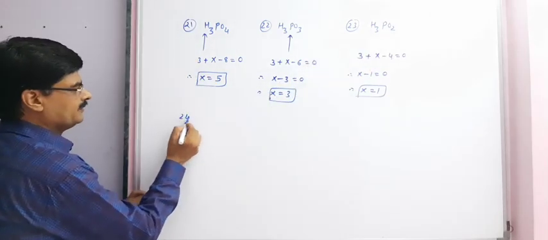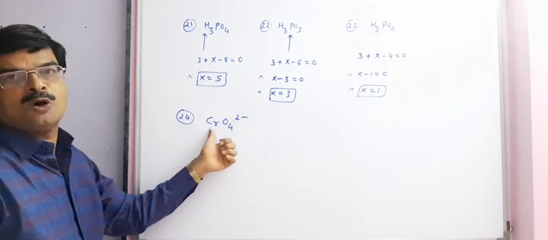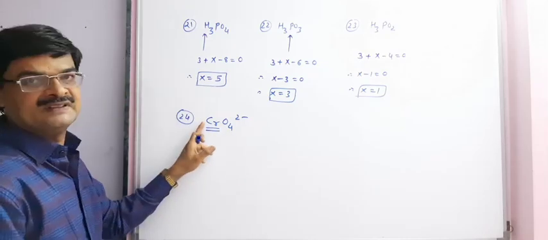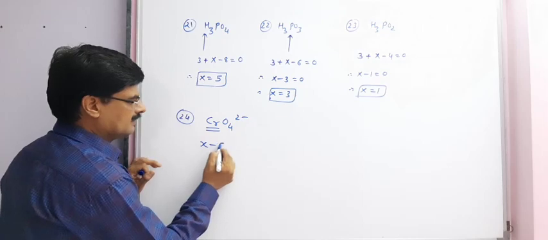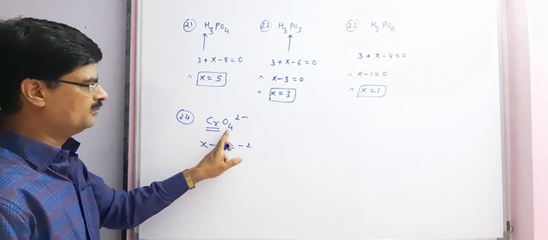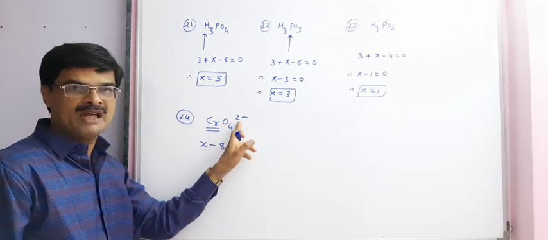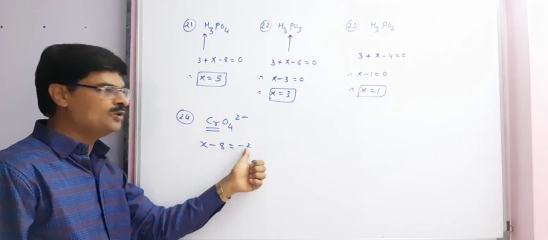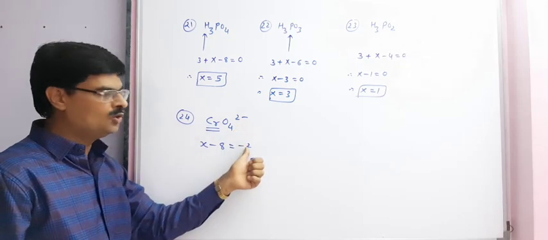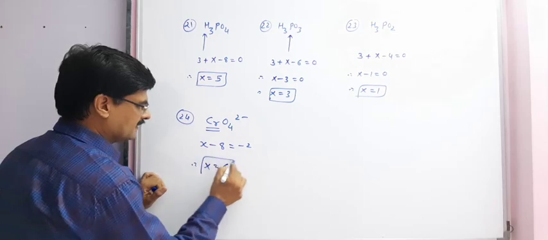Next case, CrO4 2 minus, the chromate ion. Oxidation state of Cr: X minus 8 is equal to minus 2. For each oxygen it is minus 2, so 4 times 2 is minus 8, and the overall charge is minus 2. So X minus 8 is equal to minus 2. Therefore, X is equal to 6.